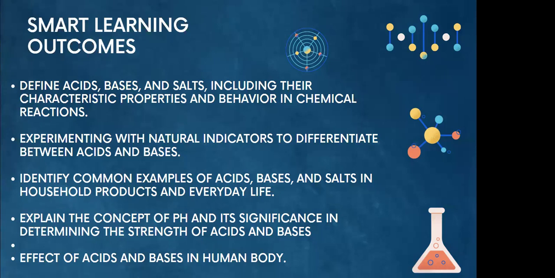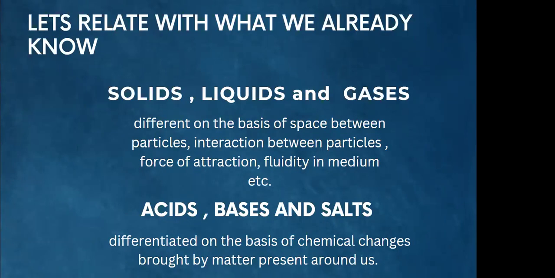The fourth one is explaining the concept of pH and its significance in determining the strength of acids and bases. This is a little bit of a typical question of chemistry, so once we go through the basics, I'll come back to this outcome. And the last one is the effect of acids and bases on the human body. These are the basic outcomes that I want my students to learn first, and then they will move to typical professional chemistry. So let's relate it with what they already know about chemistry.